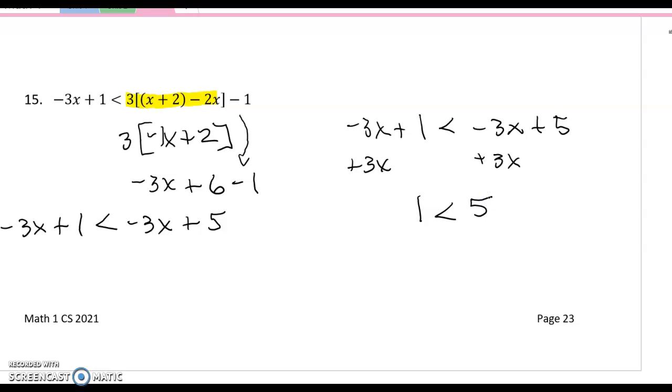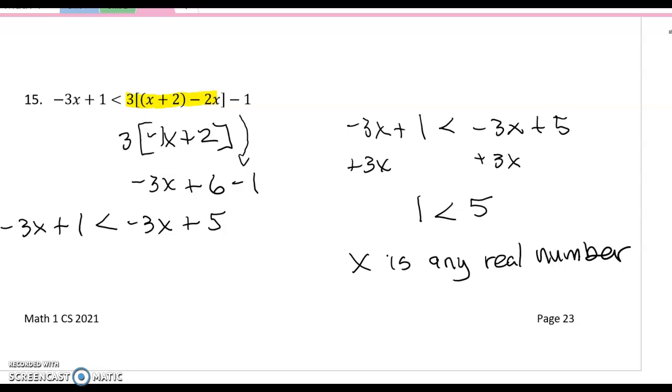Here again is one of those special situations where the variables disappeared. Now I'm left with a statement that says 1 is less than 5. Right. Again, because that is a true statement, we know what the solution for x is going to be. X is any real number.